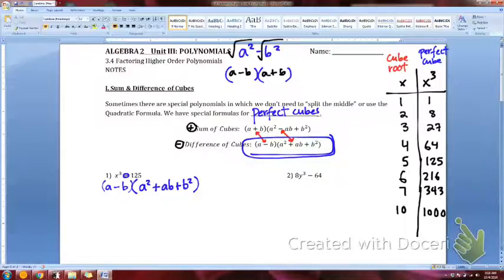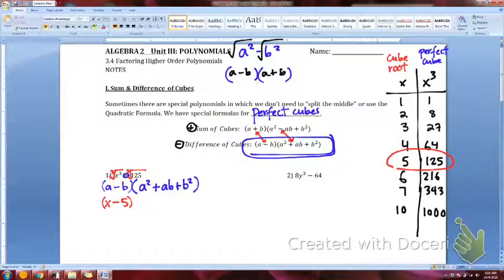Now to find the a value, we're going to ask ourselves, what is the cube root of x cubed? Well, the cube root of x cubed is x. And then I would ask myself the same question, what is the cube root of 125? And if you look over here at our chart that we made, the cube root of 125 is 5. So that becomes my b value. I'm going to just put the sign down because I always have to follow the sign of the formula, not the sign of what I think it should be.